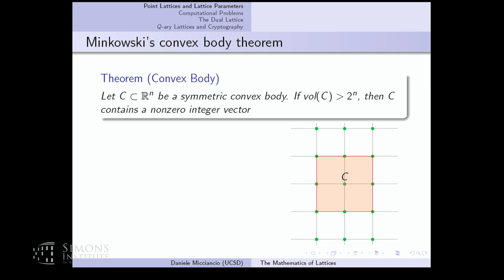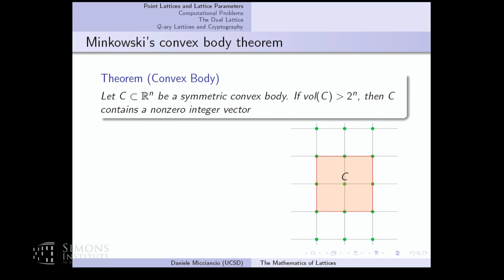So this distance is 1, the distance between two green points. So the side of the cube is 2. The volume of the cube is 2 to the power n. And it does not contain any lattice point beside the origin. But the moment that you reach volume 2 to the n, or you make it bigger, then you will have a lattice point in it.